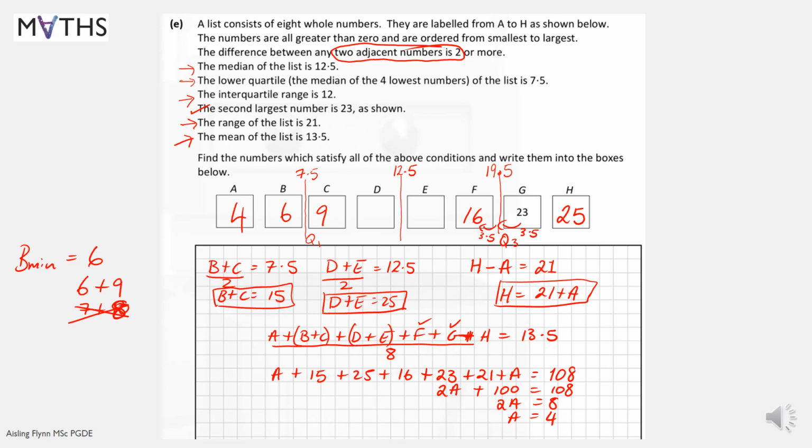And likewise, the minimum value of D must be 2 bigger than C, which is 11. And D plus E gives 25, so it'd be 11 plus 14. Okay, that works. If I go 12 plus 13, they're too close together. Okay, and then they get too close to 16 on the other side. So it's 11 plus 14.